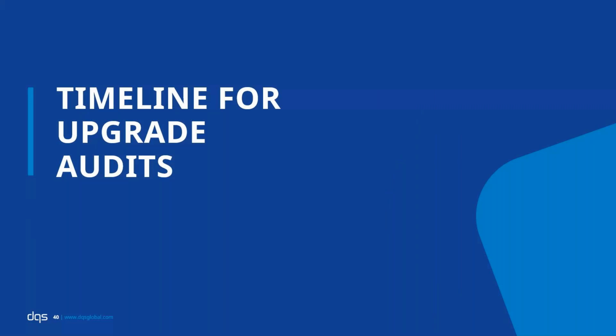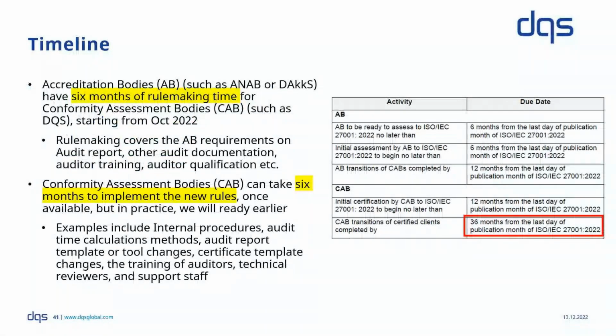Now let me address the questions about the timeline to upgrade. The accreditation bodies are working on rulemaking right now. The rulemaking covers how certification bodies can audit the new standard. So the accreditation bodies such as ANAB or DAkkS have 6 months of rulemaking time for the conformity assessment bodies or certification bodies such as DQS. And that timer started at the publication of this standard in October 2022.